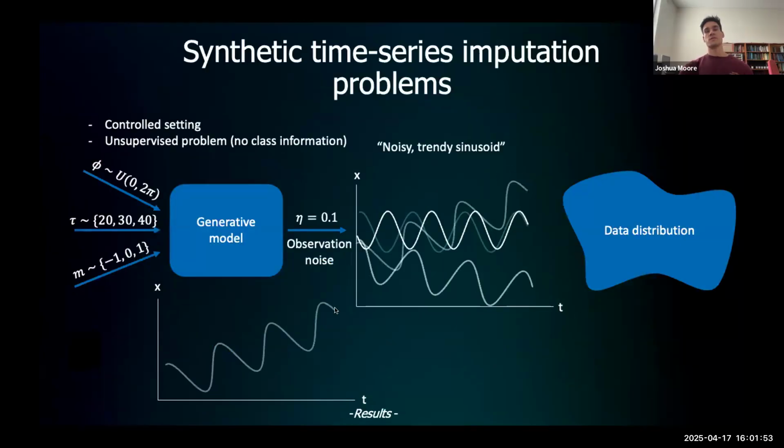And so we'll start with a synthetic example. So here we have a controlled setting. We're considering noisy, trendy sinusoids. So we just have these sinusoids, randomized phase, 3 possible periods. So you have these 3 values, and then there's also 3 possible trends. It can either go up, it can have no trend, or it can go down. And so we're generating lots of these examples, and we're throwing on a little bit of observation noise on top of that with some strength, eta here. And so we have this data distribution, some complex distribution, which represents these noisy, trendy sinusoids with these possible trends and phases.